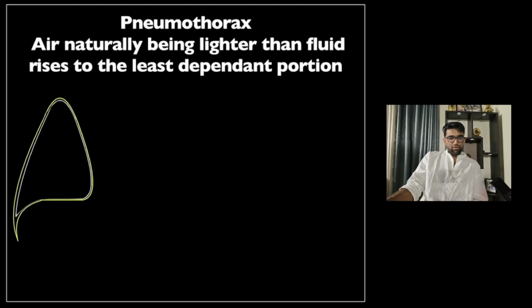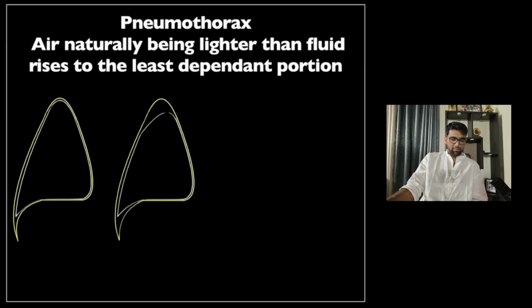Air being lighter than fluid rises to the least dependent portion of the pleural space. The normal pleural space contains about 0.1 to 0.2 ml per kilogram body weight of fluid. So for a 70 kg adult, that would be around 7 to 14 ml. That fluid has a specific gravity of 1, and air being air rises in the opposite direction to the top of the pleural space when it is present in the pleural space.